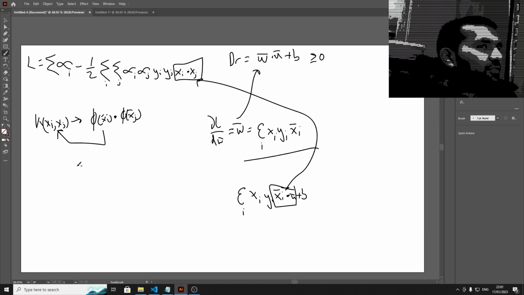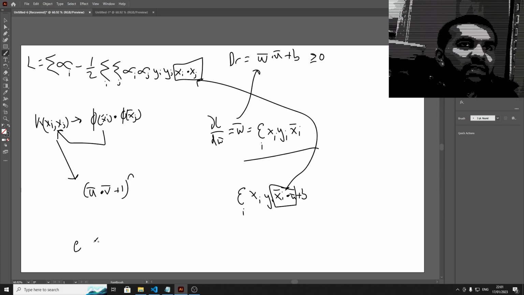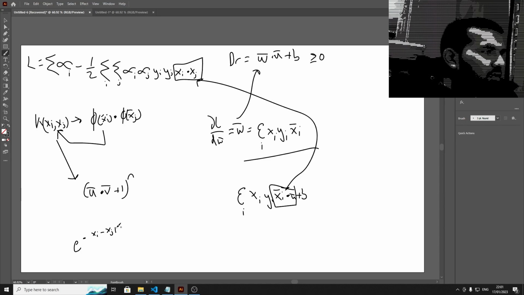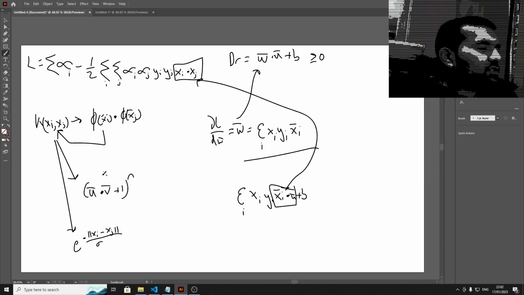Some of the special kernel functions that are known are: vector u dot product vector v, plus 1, to the power of n. That's one special case. And e to the power of minus the absolute value of xi minus xj, divided by sigma. These are the two known kernel functions, the most common ones, really.